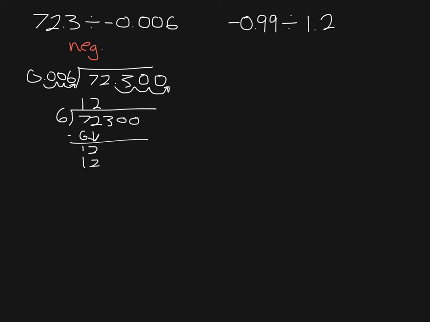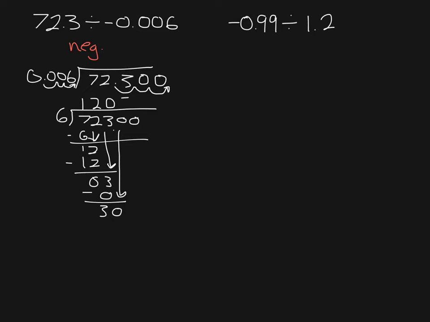2 times 6 is 12. 12 minus 12 is 0. Now I bring the 3 down. Now 6 doesn't go into 3. It goes into 3 0 times. 0 times 6 is 0. We subtract again, and we just keep going through the process.